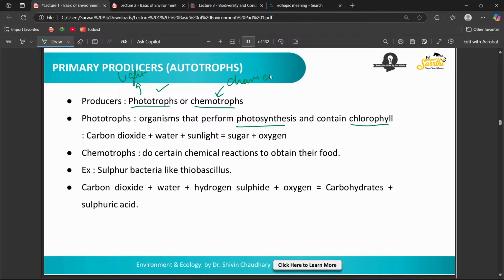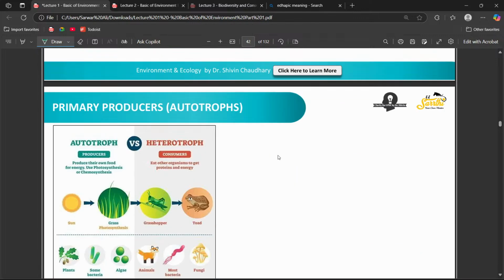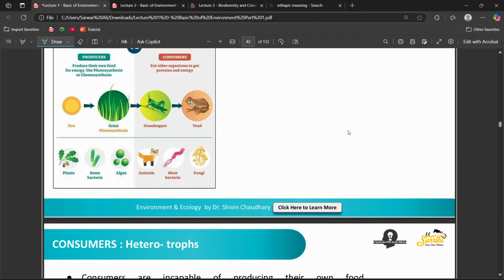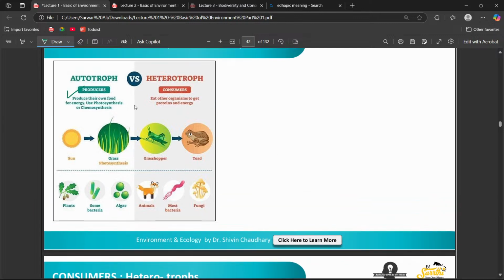Phototrophs, organisms that perform photosynthesis, contain chlorophyll. So carbon dioxide, water, sunlight give sugar and oxygen. Chemotrophs do chemical reactions to obtain their food, like the sulfur bacteria called Thiobacillus. Carbon dioxide plus water plus hydrogen sulfide, plus oxygen, gives carbohydrates plus sulfuric acid. So this is new. Remember this. Autotrophs make their own food for energy, using photosynthesis or chemosynthesis. Remember, don't just write photosynthesis.